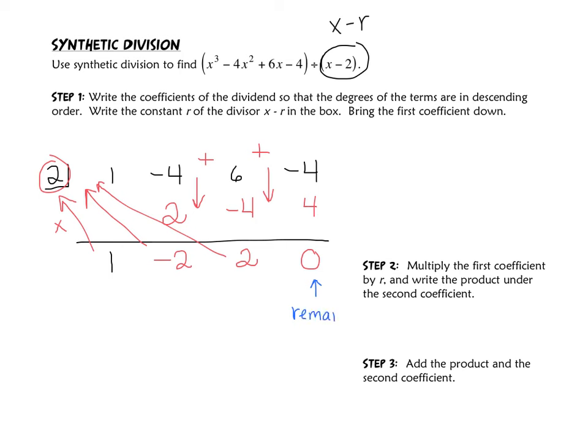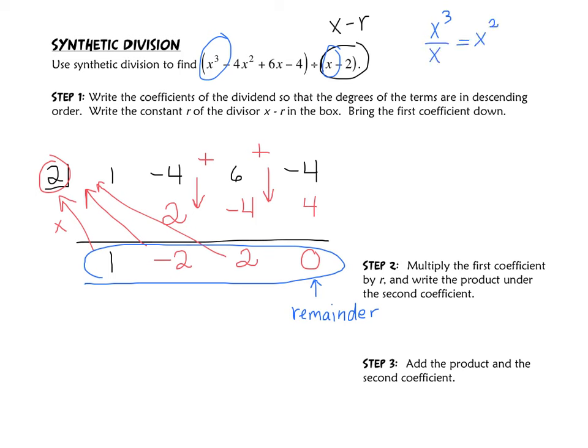Because our remainder is 0, that means x minus 2 went into x cubed minus 4x squared plus 6x minus 4 evenly. There was nothing remaining. Now we have to write our answer as a polynomial. The numbers in this bottom row are the coefficients of your answer. The polynomial we were dividing started as an x cubed, and because we divided by an x, we subtract the powers and get x squared. Because the coefficient is 1, I don't have to write it, it's just x squared.